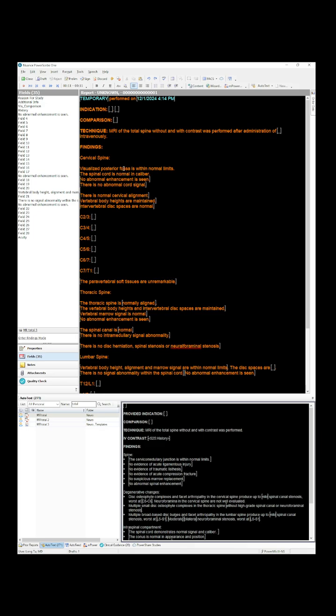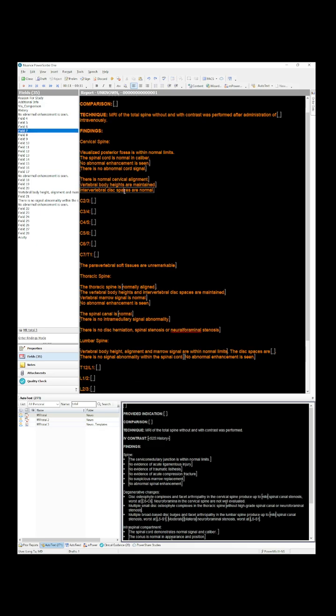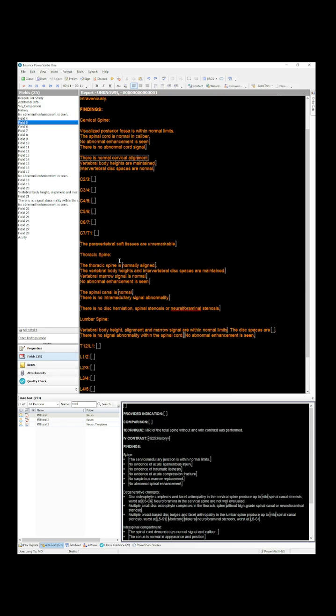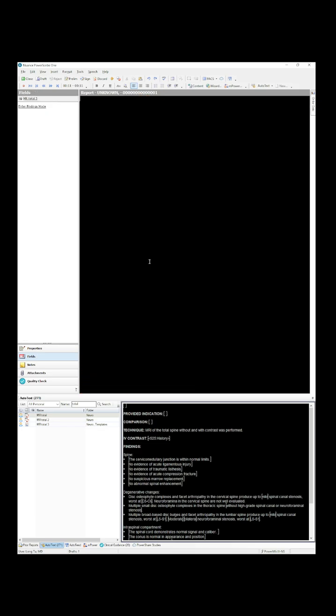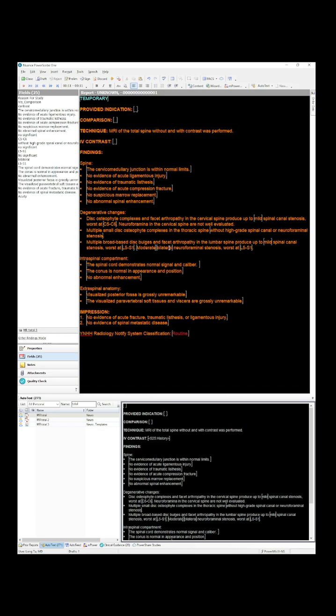Let's take a step back. Is the alignment okay? Are the vertebral body heights okay? Are the disc spaces okay? Is there abnormal enhancement? And this is repeated in each section, right? So in my template, I basically just talk about the whole spine.